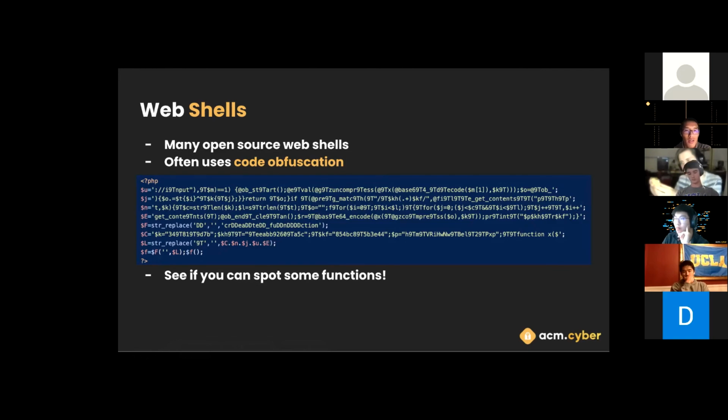And a lot of them use code obfuscation. That's basically making code look really complicated and really hard to decode. So this is an example of a web shell. It's not super long, but it looks really complicated. See if you can spot a couple of the functions inside of it. I know there's string replace, that's the obvious one. There's also get contents over here. There's a return over here. Uncompress. Yeah, so a lot of functions hidden inside just a couple lines of code.